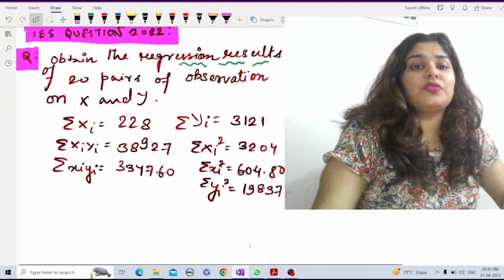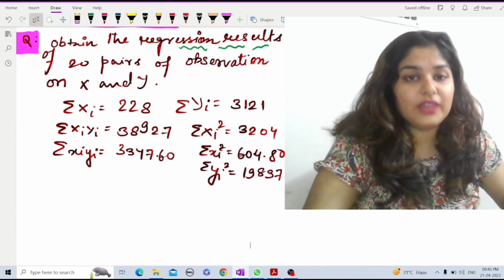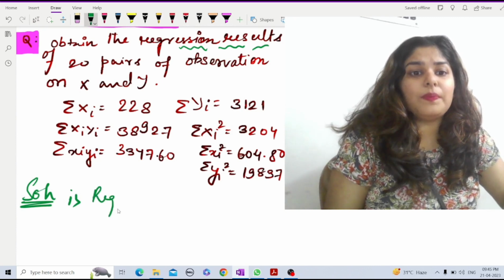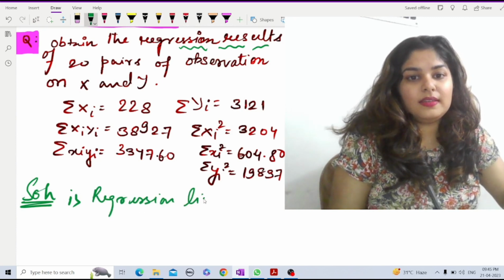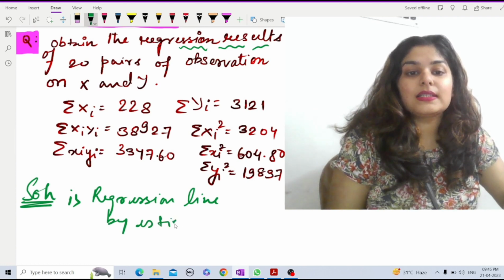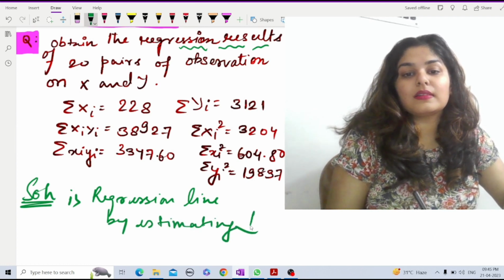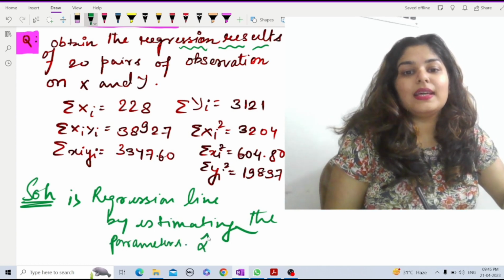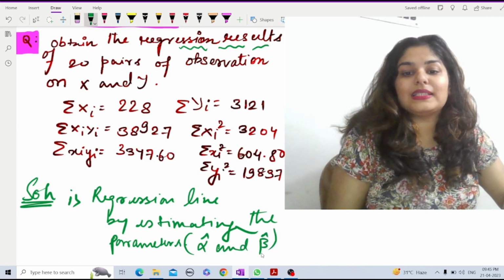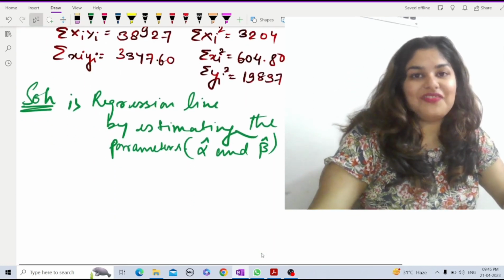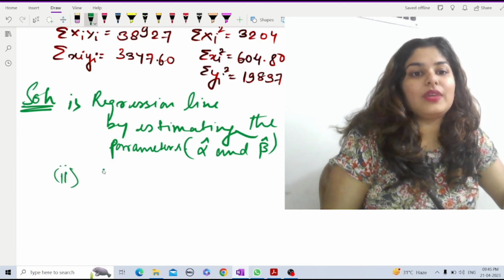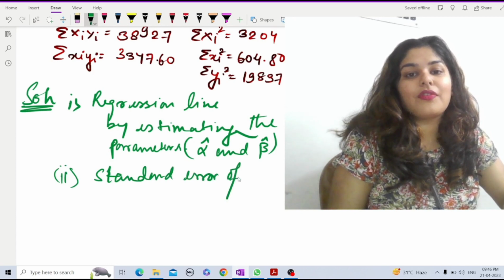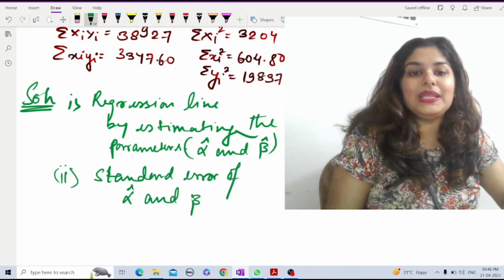Now, regression results means what are the different results that we have to obtain. Basically, the first one is you have to obtain the regression line by estimating the parameters, that is alpha hat and beta hat. After you have calculated alpha hat and beta hat, the second one is to calculate the standard error of alpha hat and beta hat.